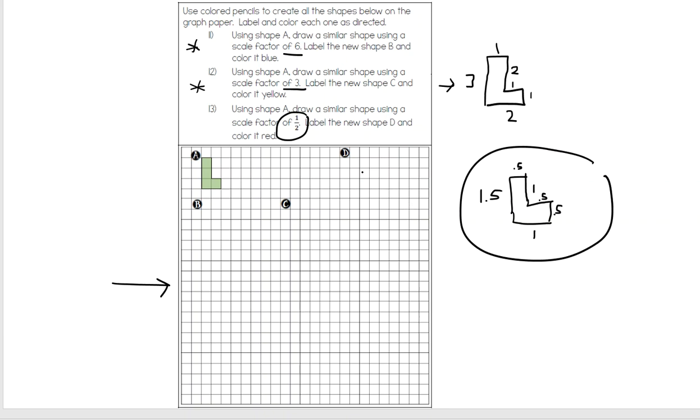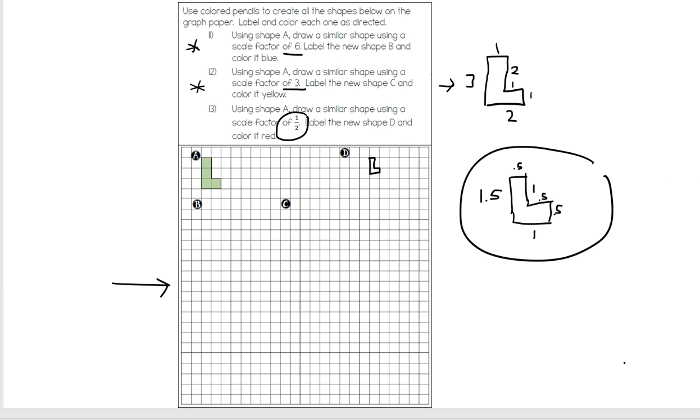Okay, so if you're going to do 1.5, and I'm just going to show you. So this would be 1 and then another half. Let me do that a little straighter. So this would be 1 and then another half. That would be 1.5. And then this needs to be a 1, and then this needed to be a half, and this needed to be a half, this needed to be a 1, and then this needed to be a half. Okay, so notice how your shape D gets really little, and I wanted to help you with that one.